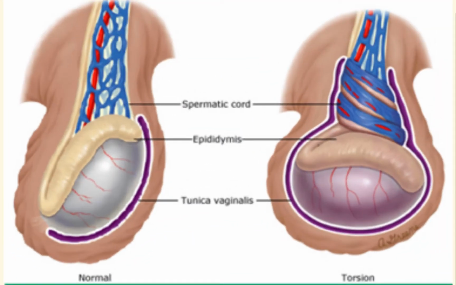This figure demonstrates extravaginal testicular torsion, where both the tunica vaginalis and the encased testicle twist together, in which torsion of the spermatic cord leads to decreased blood supply.